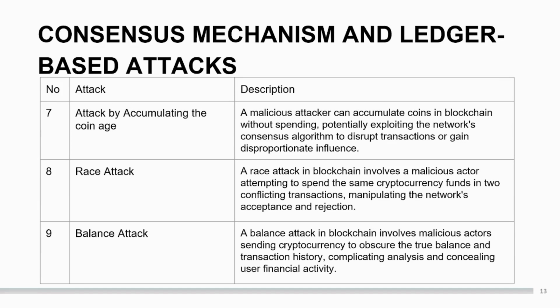Coin age accumulation attack: by accumulating age, a malicious attacker can accumulate coins in the blockchain without spending, potentially exploiting the network consensus algorithm to disrupt transactions or gain inappropriate influence. Race attack in a blockchain involves a malicious actor attempting to spend the same cryptocurrency funds in conflicting transactions, manipulating the network acceptance and rejection.